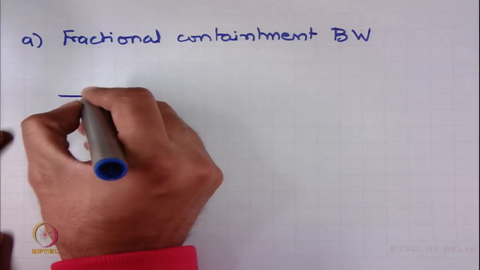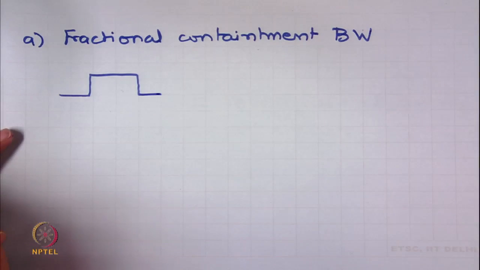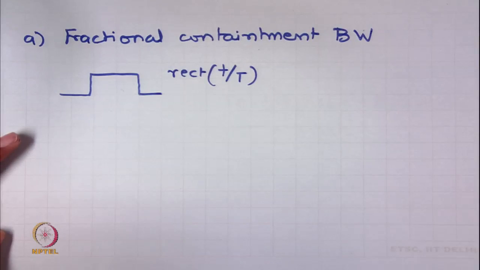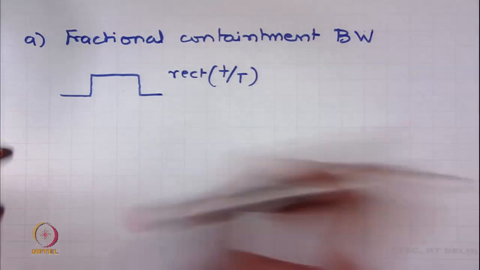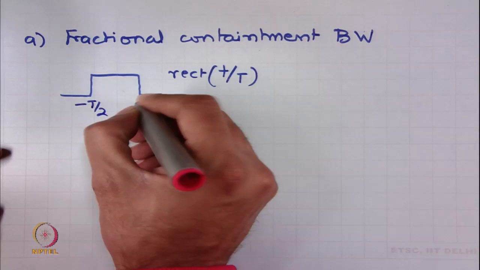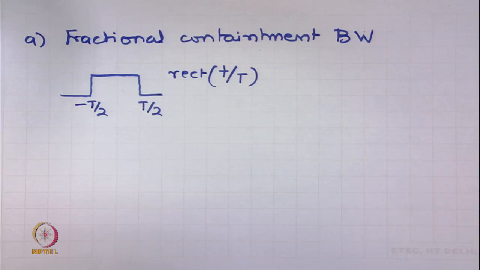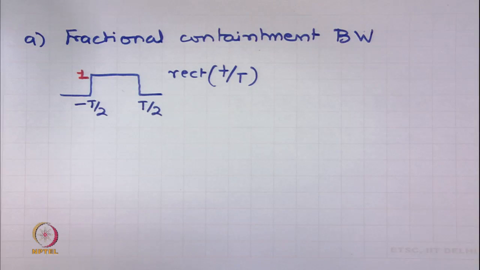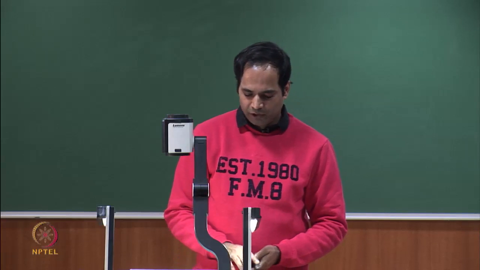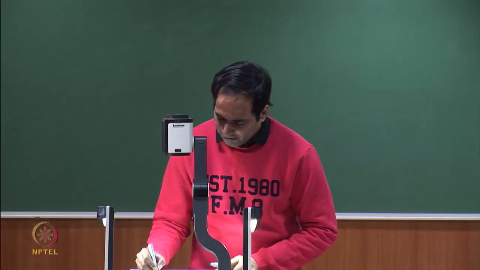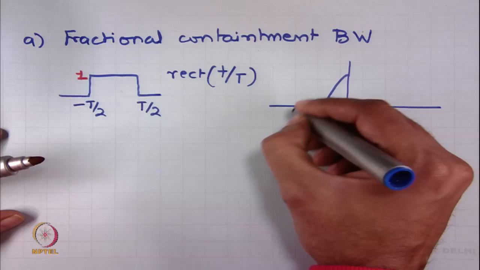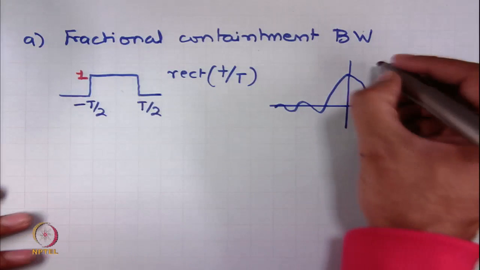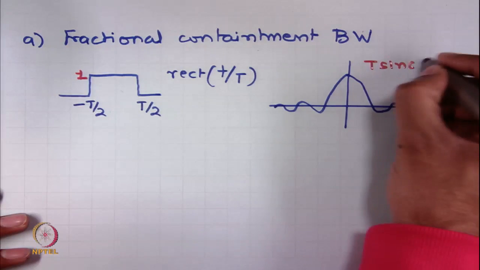Suppose we have a rectangular pulse. So, we denote this as rect(t/T), and you know now that this goes from minus T/2 to plus T/2, and it takes an amplitude 1 between minus T/2 to plus T/2. And if I take its Fourier transform, I get a sinc pulse, and the expression for the sinc pulse is T sinc(fT).